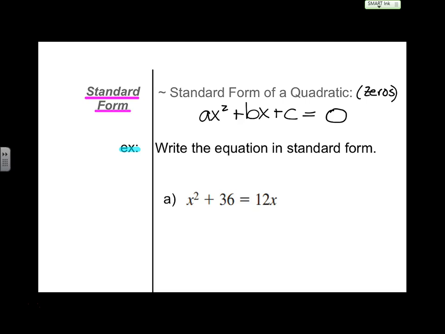Just like you guys saw me do a second ago. I had an equation. I said equals 0 and I solved by factoring.